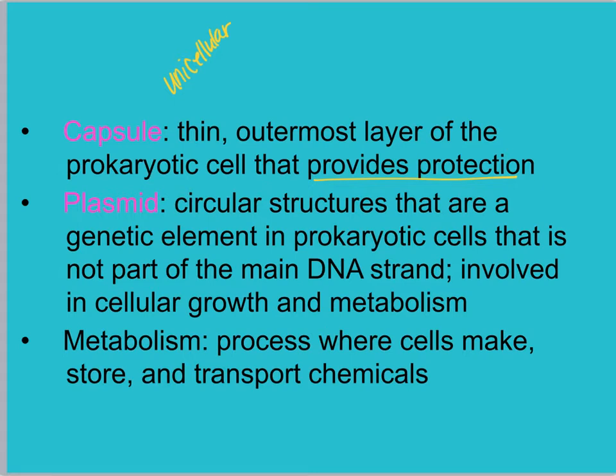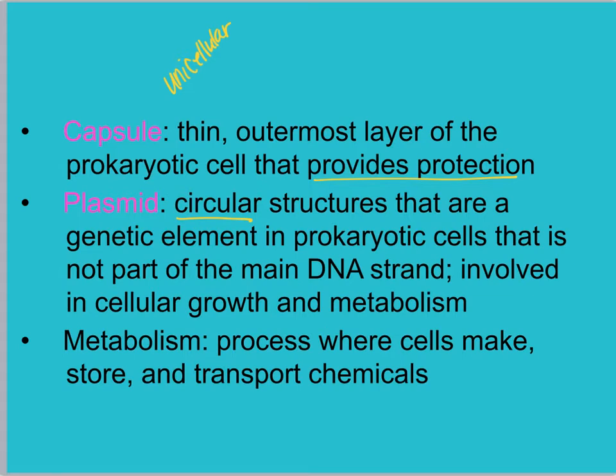Now, the plasmid is what we call bacterial DNA, or DNA in a prokaryotic cell, and it's circular DNA. It's still a double helix, but that double helix makes a circle. This is where the genes for the bacteria or the prokaryotic cell are found. It's involved in growth and metabolism, the plasmid is.